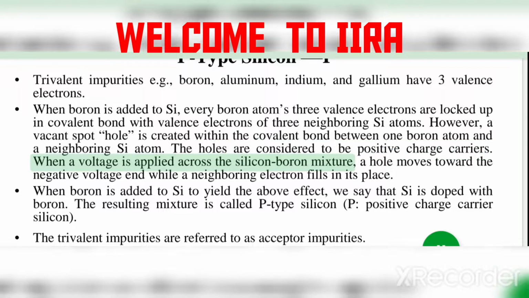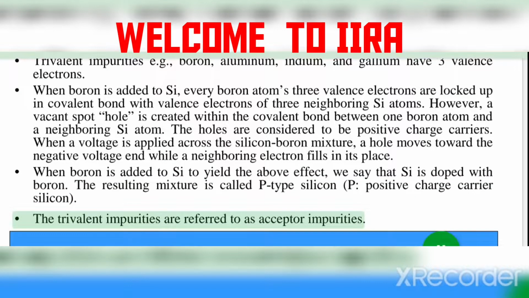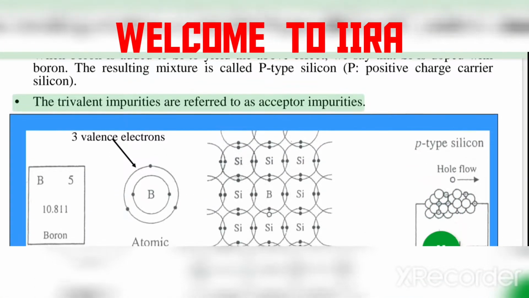When a voltage is applied across the silicon-boron mixture, a hole moves toward the negative voltage end, while a neighboring electron fills in its place. When boron is added to silicon to yield the above effect, we say that silicon is doped with boron. The resulting mixture is called P-type silicon, positive charge carrier silicon. The trivalent impurities are referred to as acceptor impurities.